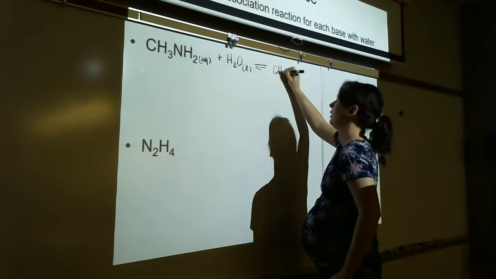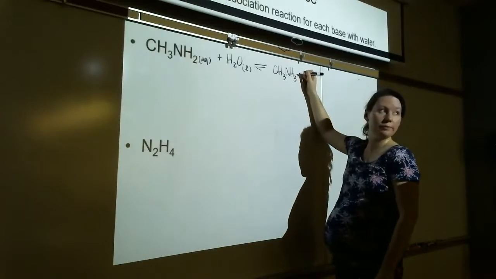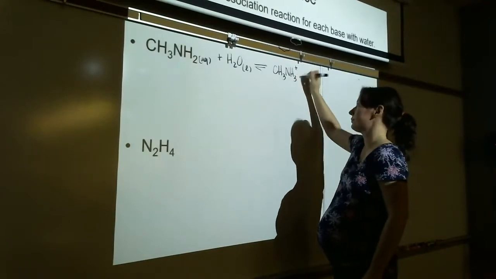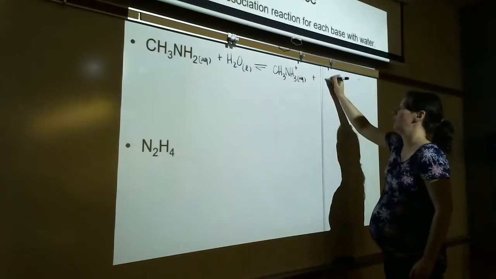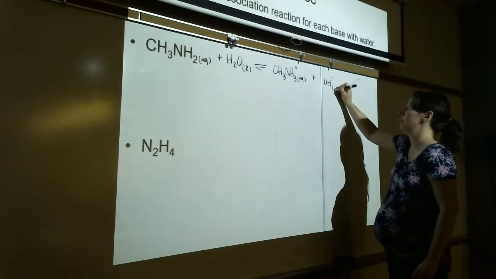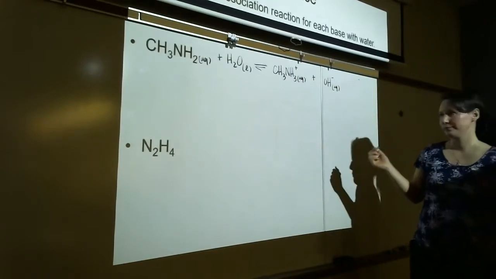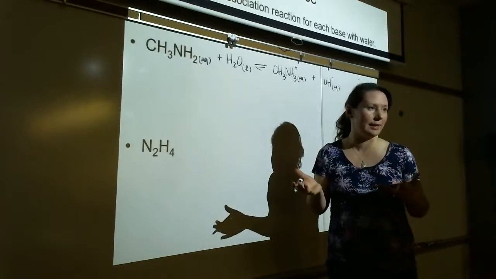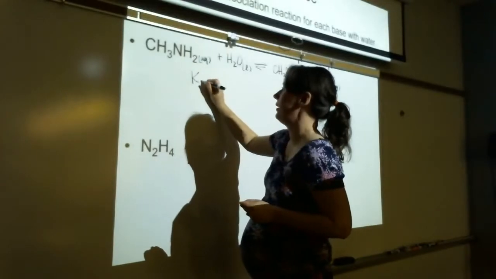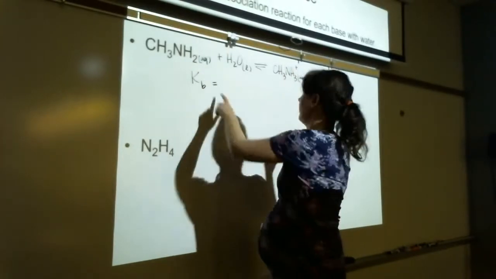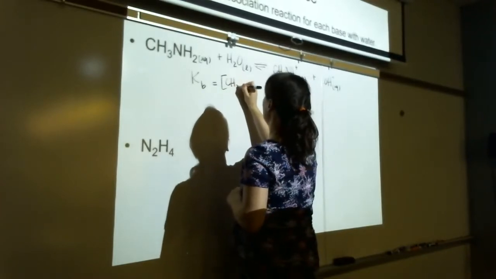CH3NH3. Is there a charge? Yes, right. And then what's our other product? OH minus. Now we can write an equilibrium expression for this. We wrote Ka for acid, so what do you think it's going to be for a base? It would be Kb. Right, so Kb is just going to be the same way we wrote Ka, products over reactants.